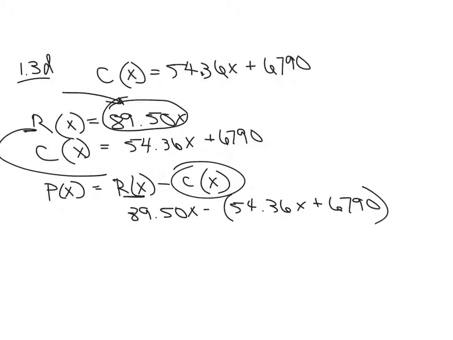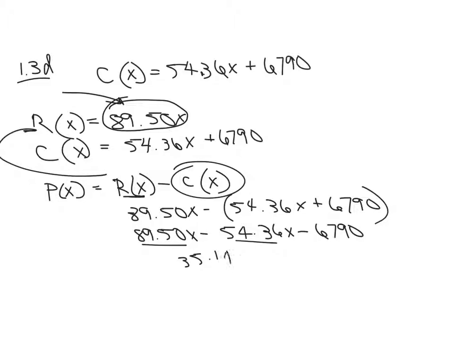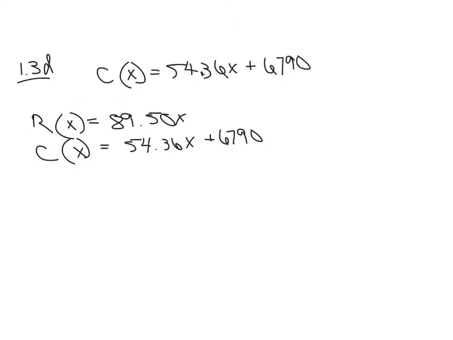Okay, so that being the case, it makes it pretty simple then to just do what I did before and take parentheses off, make sure I distribute that negative sign. Okay, subtract those two, and you end up getting 35.14x minus 6790. So that ends up being the profit function. All right, so part C, I'm going to let you do that on your own, and we're going to jump to special linear functions, bottom of page 53 here.